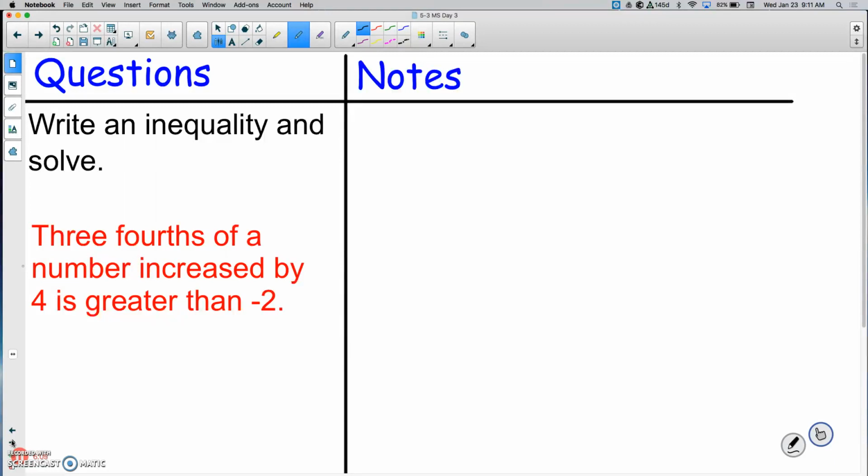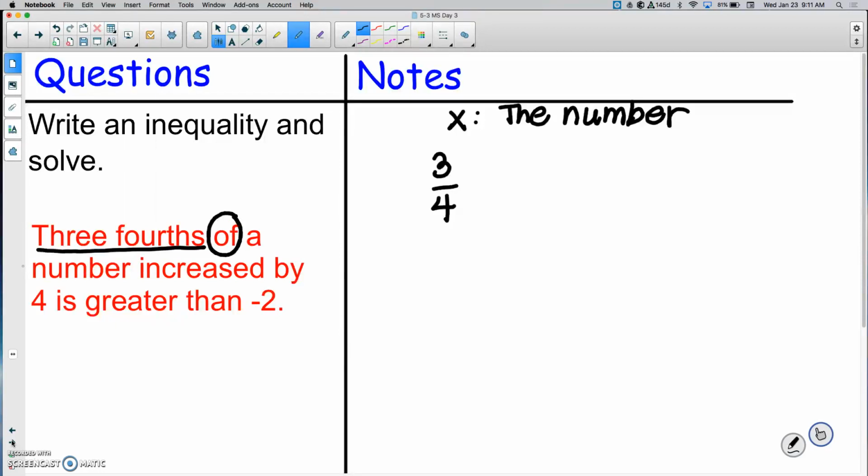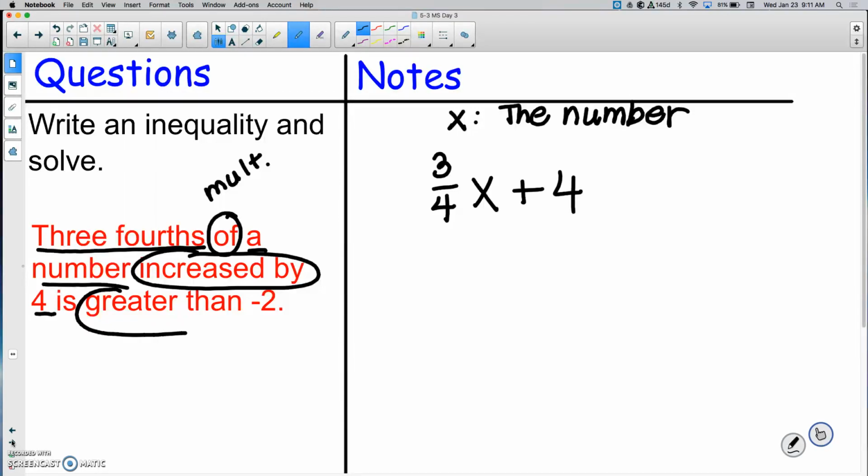3/4 of a number increased by 4 is greater than negative 2. Okay, 3/4. I'm going to use x for my number again. 3/4 of. Of happens to mean multiply. So 3/4 of a number means 3/4 x. Increased by means plus 4 is greater than negative 2. So of means to multiply. 3/4 of a number is 3/4 times x.